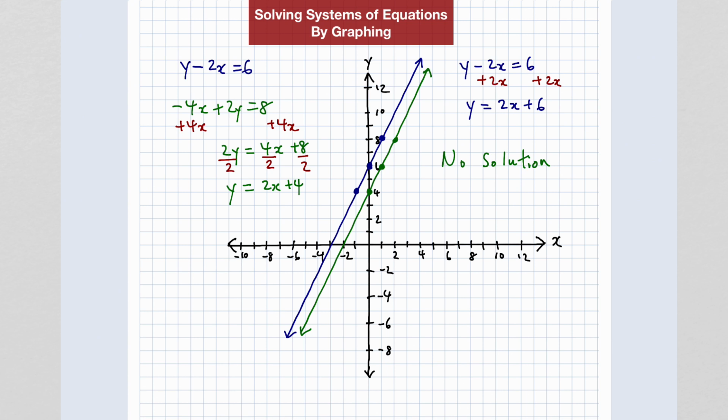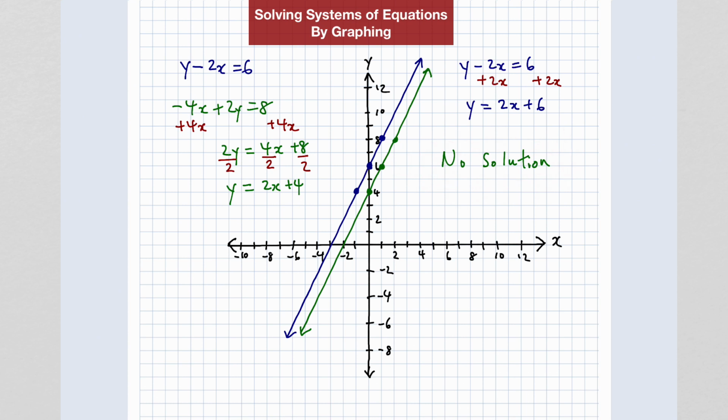Okay? So the key here is whenever you have parallel lines, and you know it's parallel because the slopes are the same. See that? 2x, 2x. When the slopes are the same, that means the lines are parallel, which is always going to result in no solution. So that's the key. Whenever you see parallel lines, regardless of the y-intercept, these numbers could be anything. If the slopes are exactly the same, then it'll always be no solution.